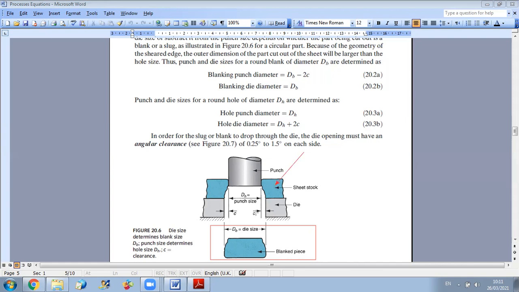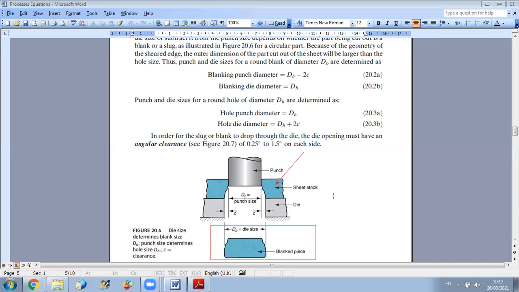Okay, so when the operation is the same, what distinguishes punching from blanking is what the desired part is. If the desired part is the one that we cut, then it's a blanking operation. If the desired part is the one with the hole, then it is a punching operation. And the size of the punch and die will depend on the size you want for the work part.